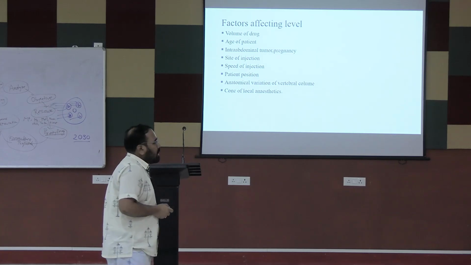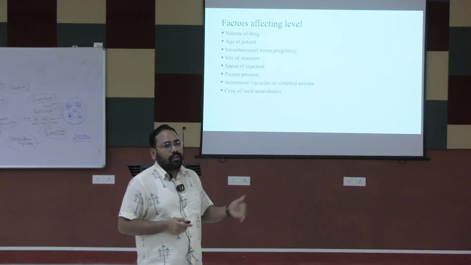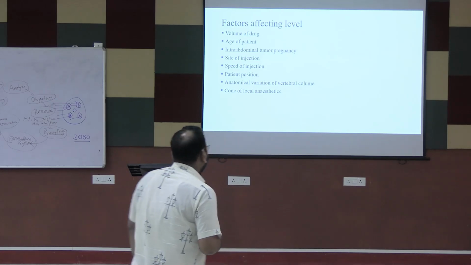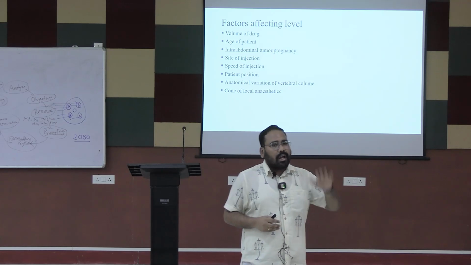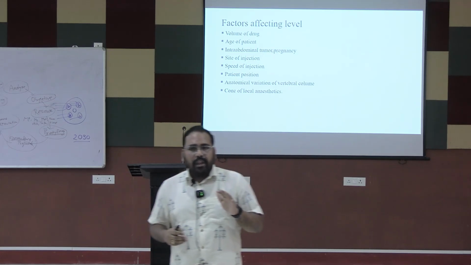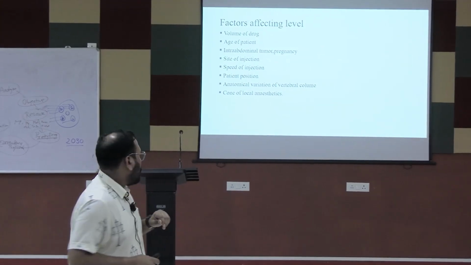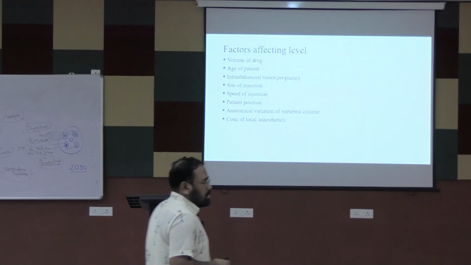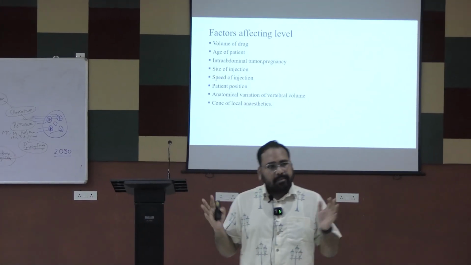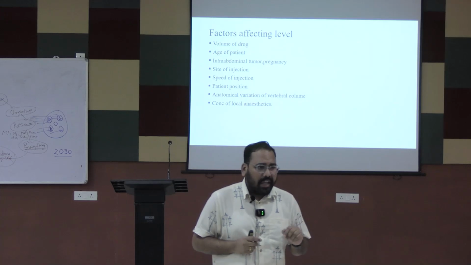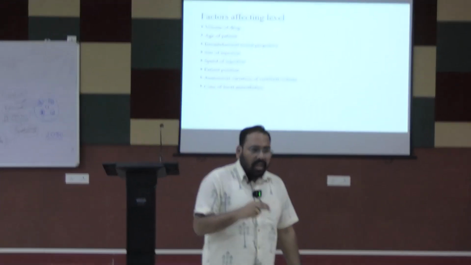So what are the factors affecting the level of the anesthesia? Volume of the drug: if you give more volume of the drug, the level will be higher. If you give less, the level of anesthesia will be lower. Age of the patient: we all know that with age, everything gets shrunken up. So the epidural space will also get shrunken in aged patients. So if you are giving 10 ml of drug, in a normal patient where the epidural space is normal, that drug will go up to a certain height.